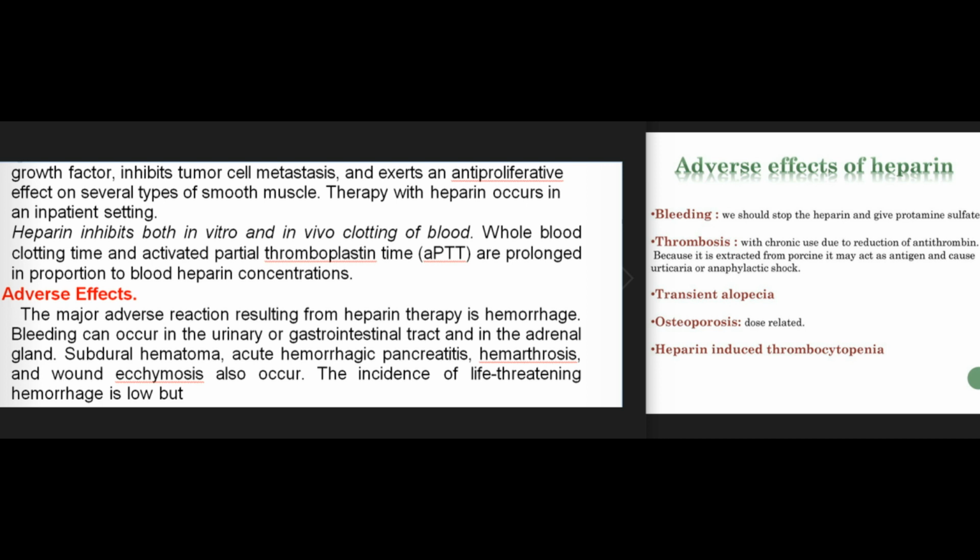Therapy with heparin occurs in an inpatient setting. Heparin inhibits both in vitro and in vivo clotting of blood. Whole blood clotting time and activated partial thromboplastin time, APTT, are prolonged in proportion to blood heparin concentrations.